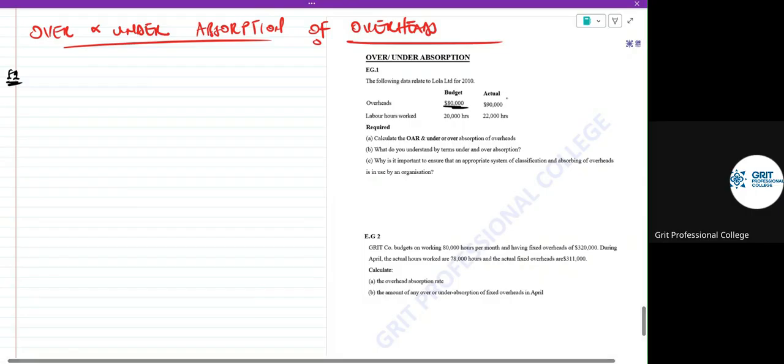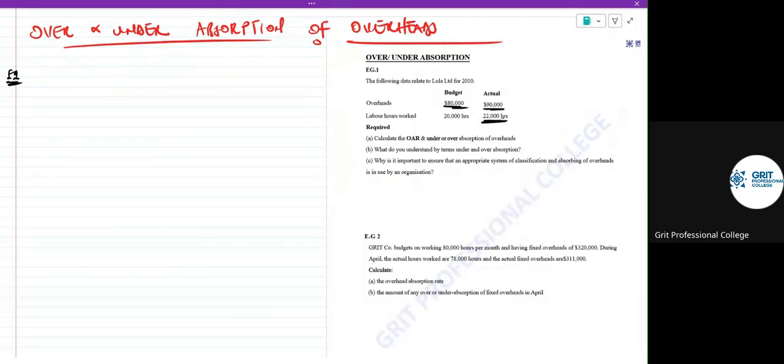But one very important thing you need to note is that this higher overhead cost we incurred, we can clearly see was as a result of working more hours than we planned to work. So it just makes sense that our cost will be much higher than we planned for. So there's a difference of, I believe, $10,000.